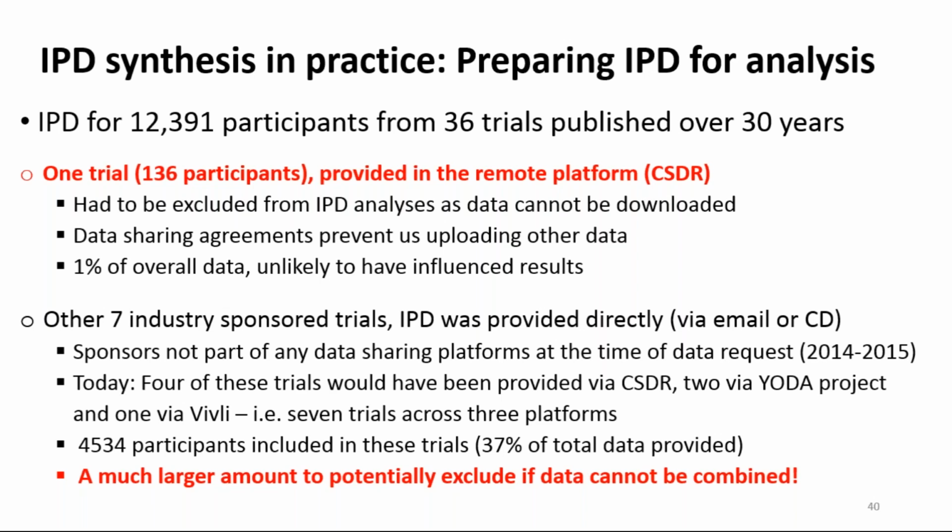And within these trials, there's 4,534 participants, which is 37% of our total data. So that's a much larger concern if we cannot get all of that data together somehow to be able to perform our analyses. There's a much larger amount there to potentially and selectively exclude if we cannot combine data across platforms.